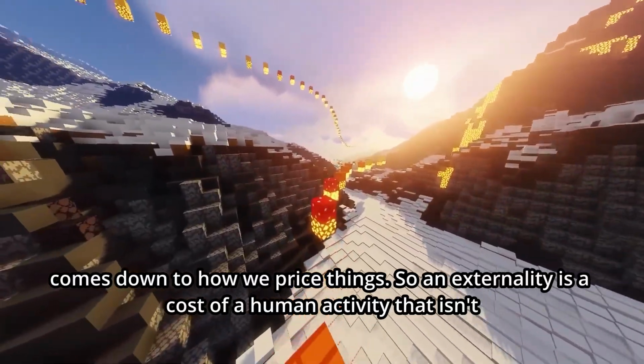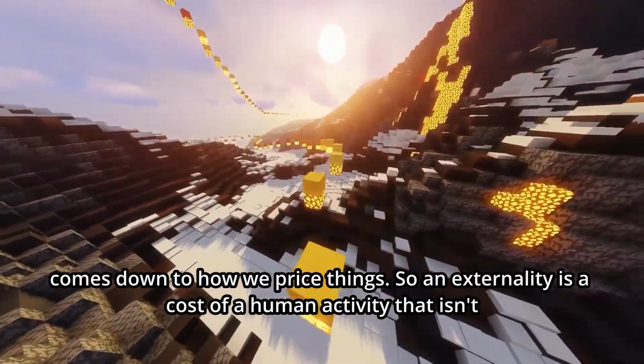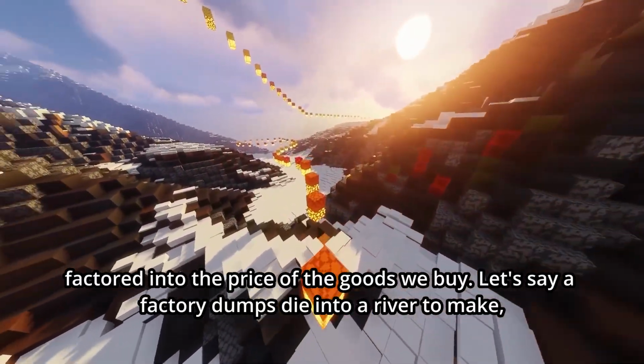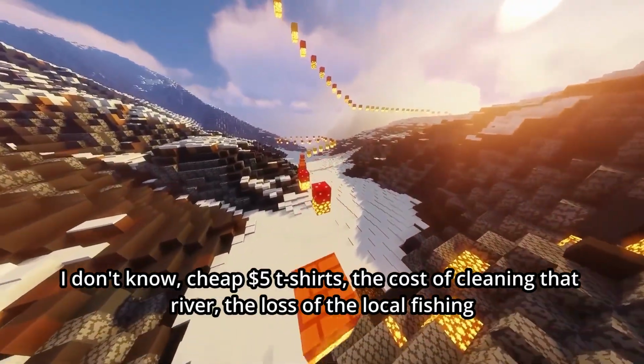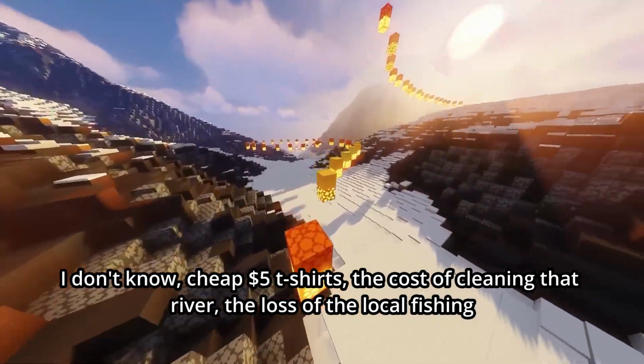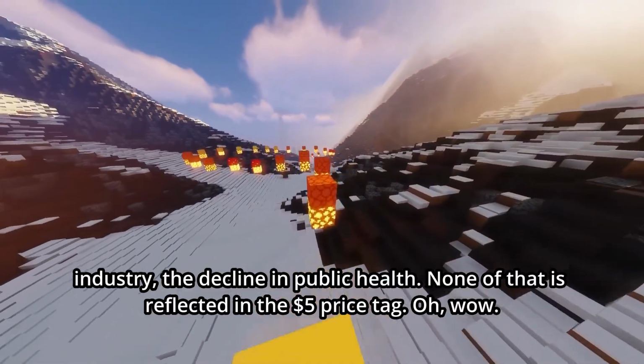It basically comes down to how we price things. An externality is a cost of a human activity that isn't factored into the price of the goods we buy. Let's say a factory dumps dye into a river to make cheap $5 t-shirts. The cost of cleaning that river, the loss of the local fishing industry, the decline in public health, none of that is reflected in the $5 price tag.